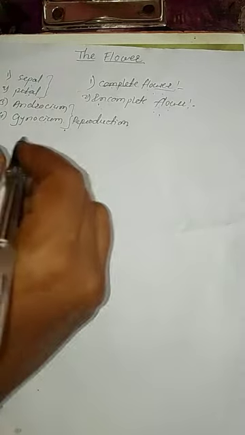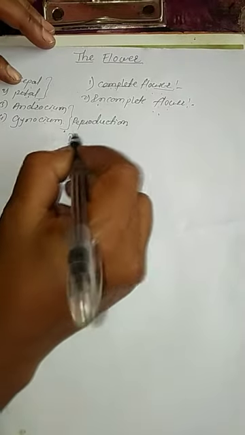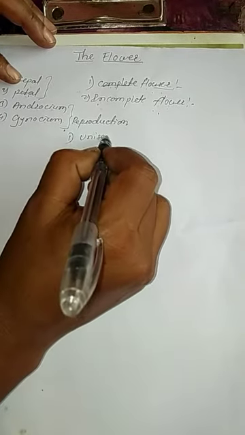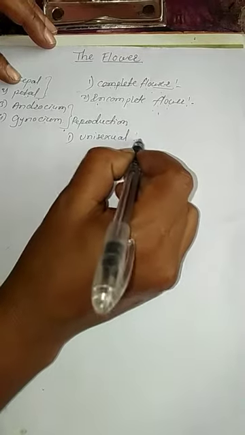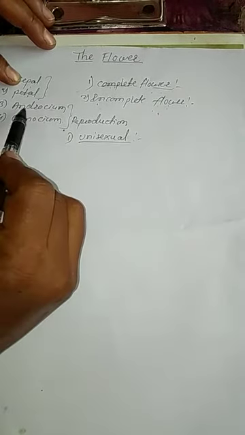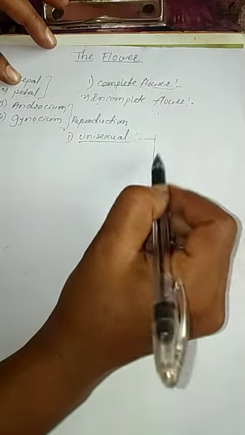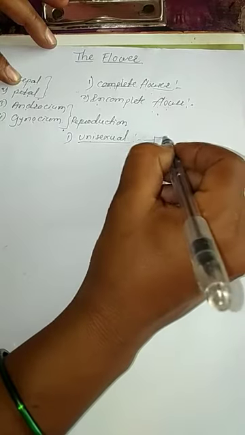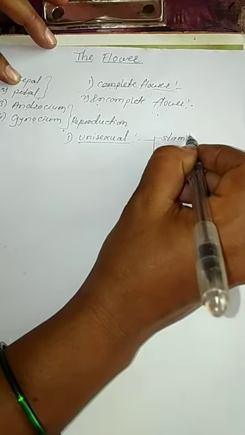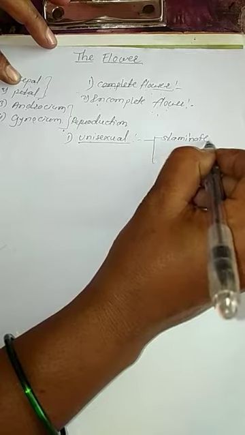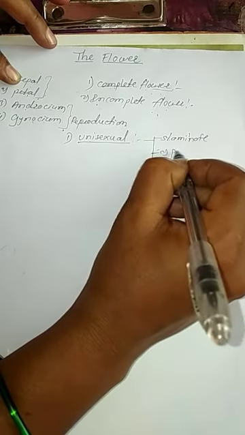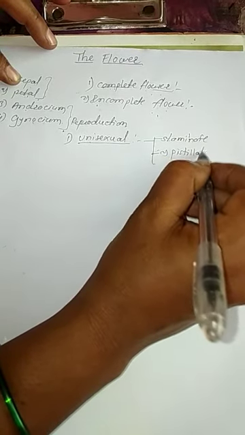Got it students? In the last video I already explained the unisexual flower. Unisexual flower means what? The flower which contains only androecium, or only gynoecium. This flower is called the unisexual flower. I explained the 2 types of the unisexual flower. First is the staminate and second is the pistillate.